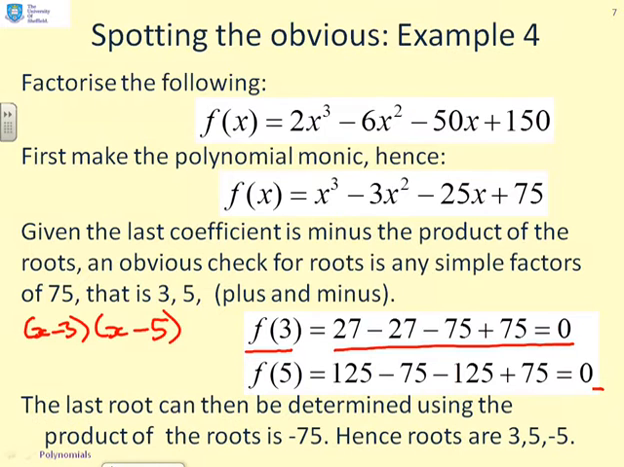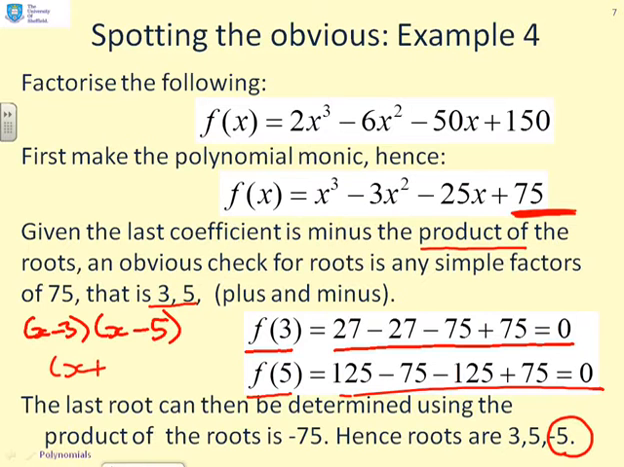So the last root can be determined using the product of the roots is minus 75. Now, if I've already got a root at 3 and 5, the last root therefore has to be at -5, which means I've also got an x plus 5. Now you can multiply out those three factors and confirm that it does indeed give you f of x.